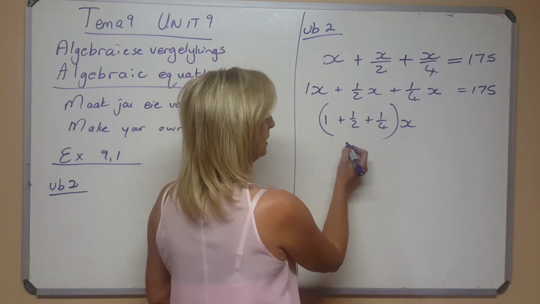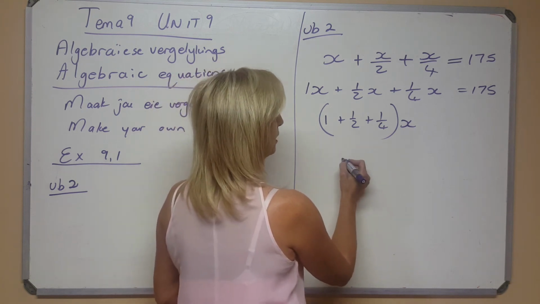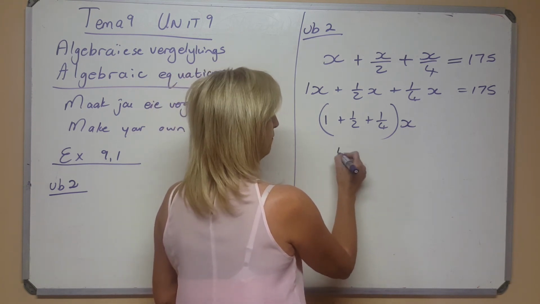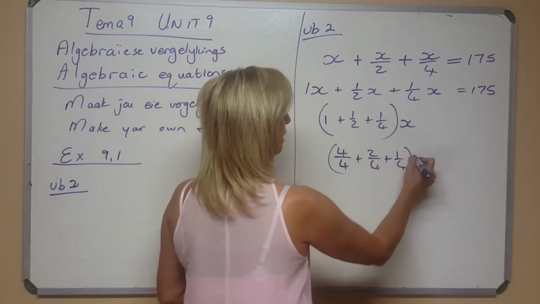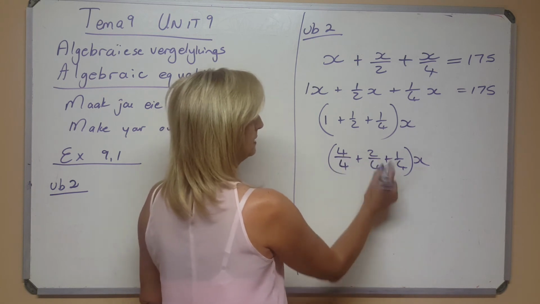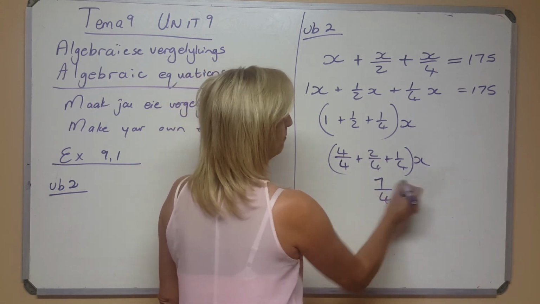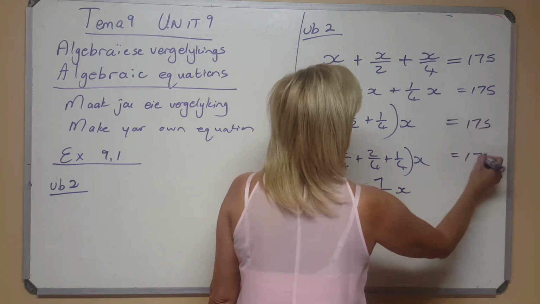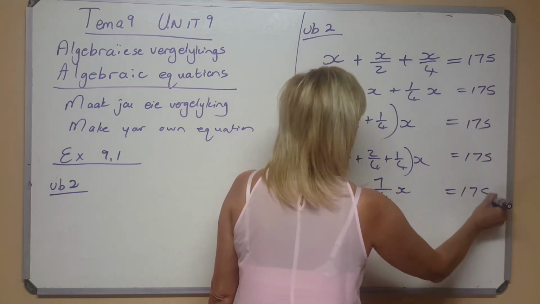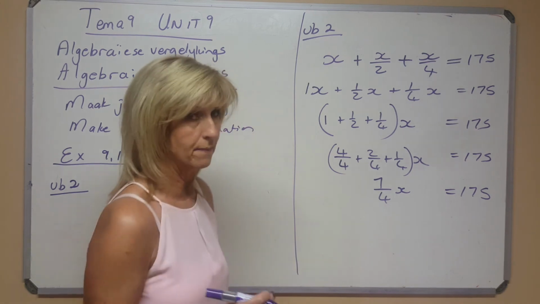So as jy dit sou gedoen het, sou jy gesê, okay, die KGV is dan 'n kwart. So 4 kwarte, 2 kwarte, 1 kwart gee vir jou. Hoeveel gee dit vir jou? 7 kwarte maal met x. So the answer is still 175. The answer is still 175, and this is not the only way of doing this sum.